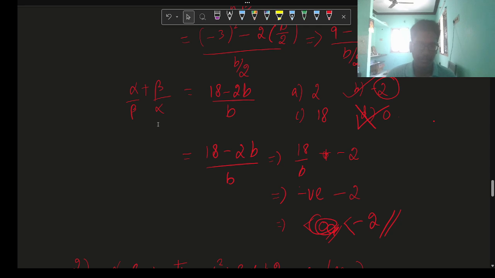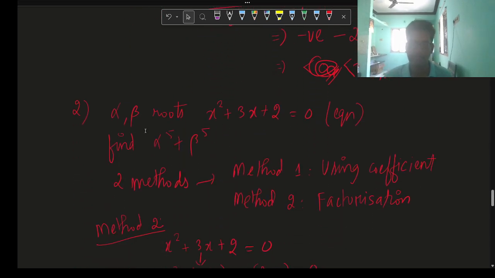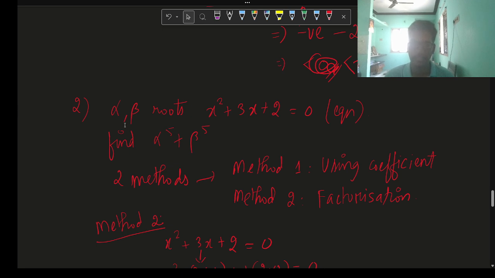Okay. Same way you can solve this. Alpha, beta are the roots of this equation, x square plus 3x plus 2 is equal to 0. Find alpha power 5 plus beta power 5. As I already told you, there exist two methods. Method 1 using coefficients and method 2 using factorization. So now I'll solve it through factorization, and let's just match the results.